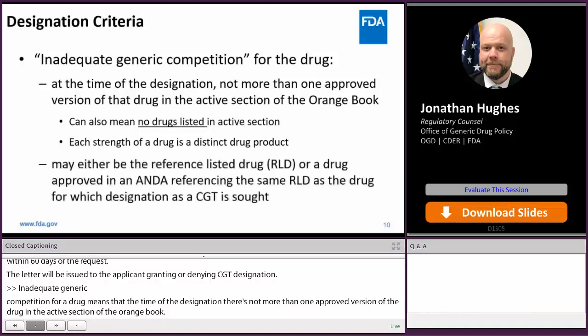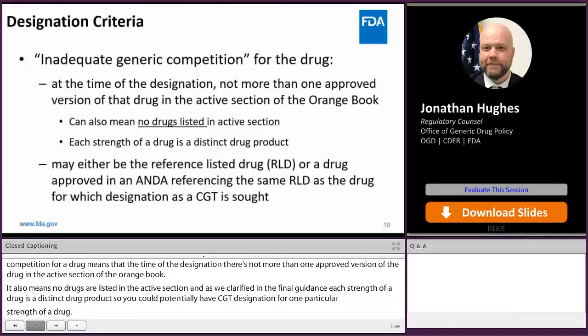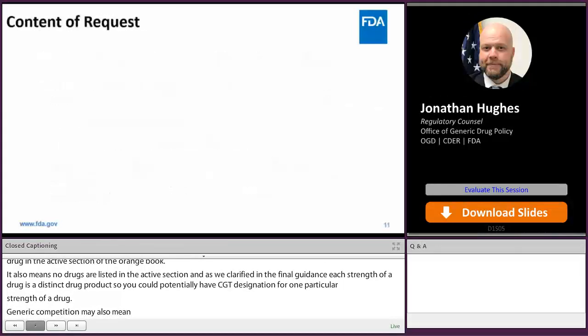Inadequate generic competition may also mean either the RLD or drug approved in an ANDA referencing the same RLD as a drug for which designation as a CGT is sought. So what should you put in your CGT designation request?